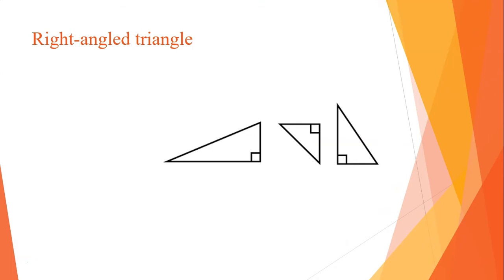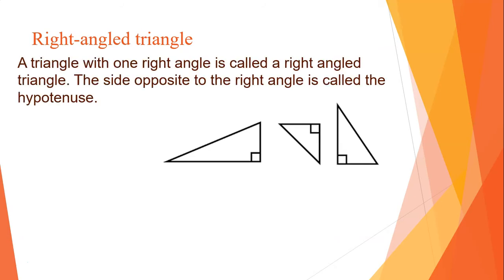Right angle triangle. I'm sure by now you know what a right angle triangle is. You can see a few figures shown on the screen. So what is a right angle triangle? A triangle with one right angle is called a right angle triangle. The side opposite to the right angle is called the hypotenuse. So something like this.